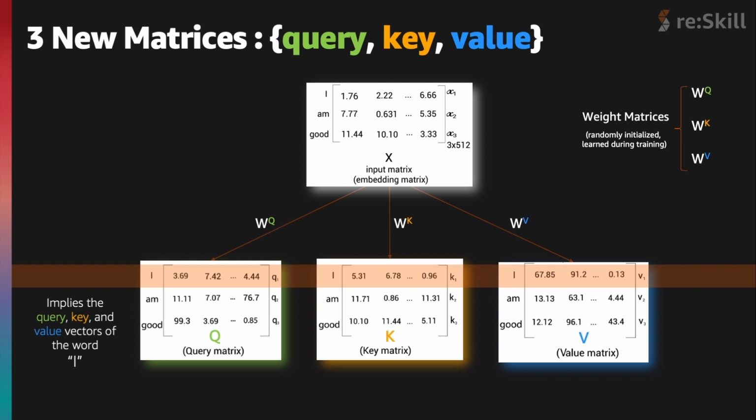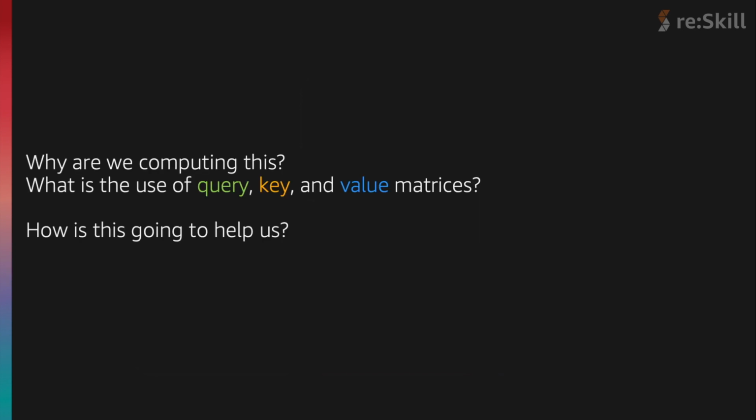So now, if we look at the first row of all of these 3 matrices, it would simply imply the query, key, and the value vector for the word I. But still, the ultimate question is why we are computing this? How is this going to help us? These are the 3 matrices which are used in the self-attention mechanism, which is nothing but a simple 4-step process.